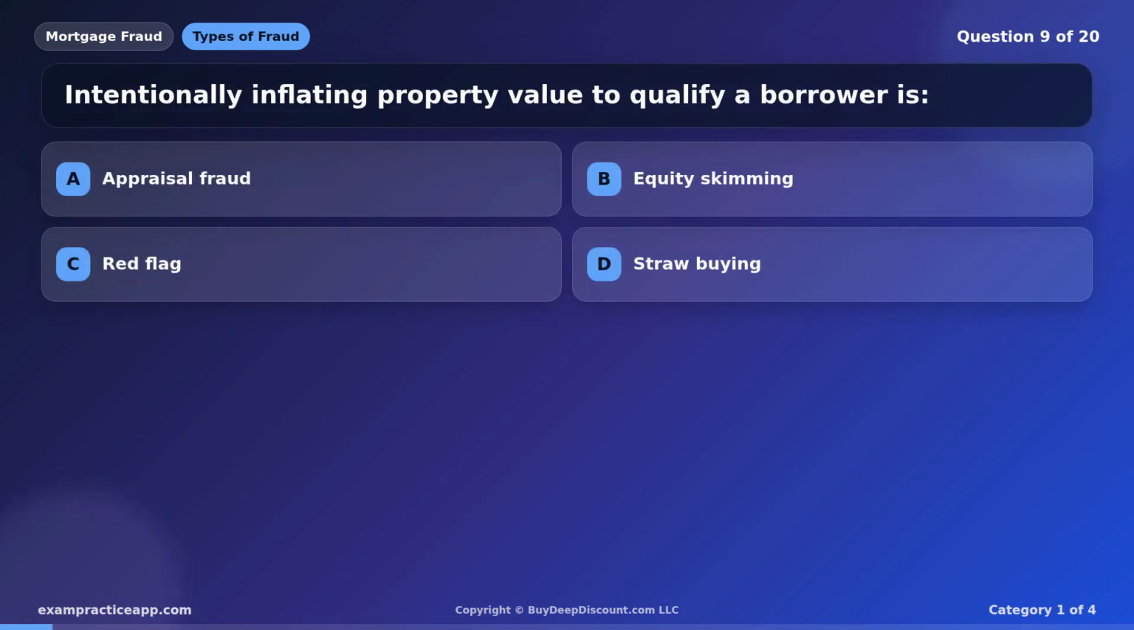Question 9. Intentionally inflating property value to qualify a borrower is: option A, appraisal fraud; option B, equity skimming; option C, a red flag; option D, straw buying. Take a moment to choose your answer. The correct answer is option A, appraisal fraud. Explanation: inflating value to influence approval is appraisal fraud.